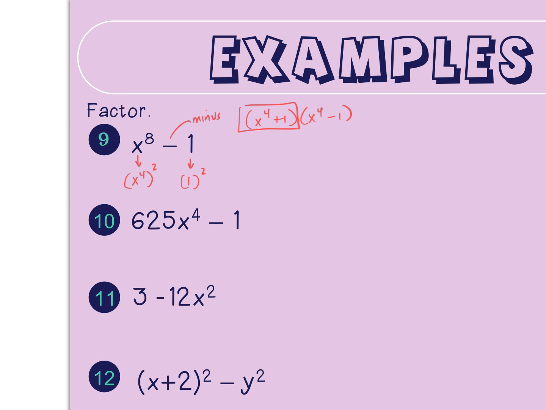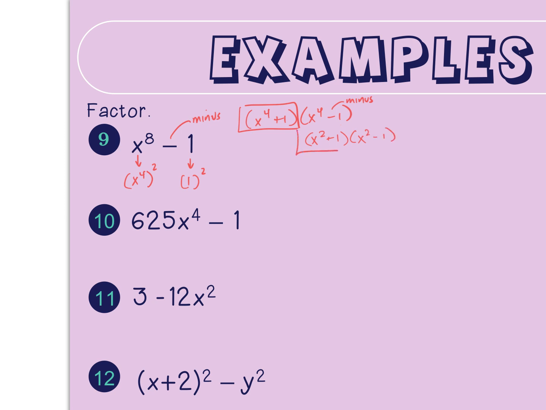But the second one, notice that this has a square root. This is x squared squared. This one has a square root. It's 1 squared, and it's a minus again. And so what happens is that this simplifies to x squared plus 1 times x squared minus 1.